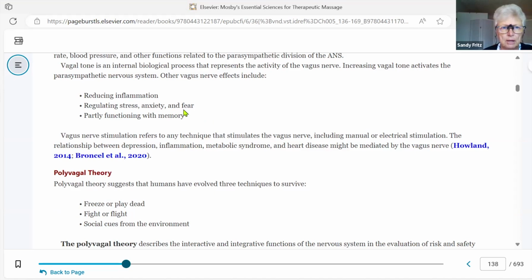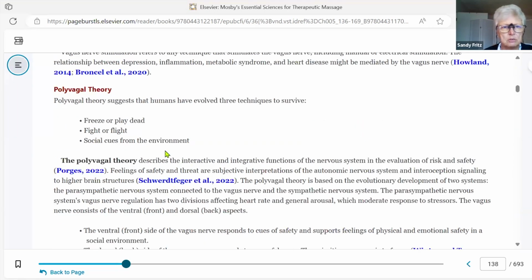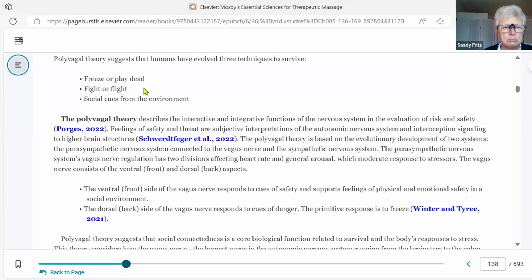So slow down, pay attention here. And then recently there has been more focus on this polyvagal theory, that the vagus nerve and its function and how it relates to the nervous system is part of a survival mechanism. So do stop, pay attention to this a little bit. You might even want to look at some of these individual studies.